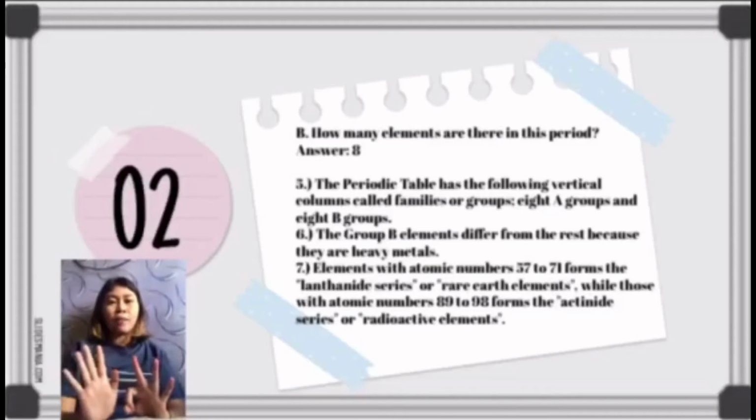There are 8 elements. The periodic table has the following vertical columns called families or groups: 8A groups and 8B groups. The group B elements differ from the rest because they are heavy metals. Elements with atomic numbers 57 to 71 form the lanthanide series or rare earth elements, while those with atomic numbers 89 to 98 form the actinide series or radioactive elements.